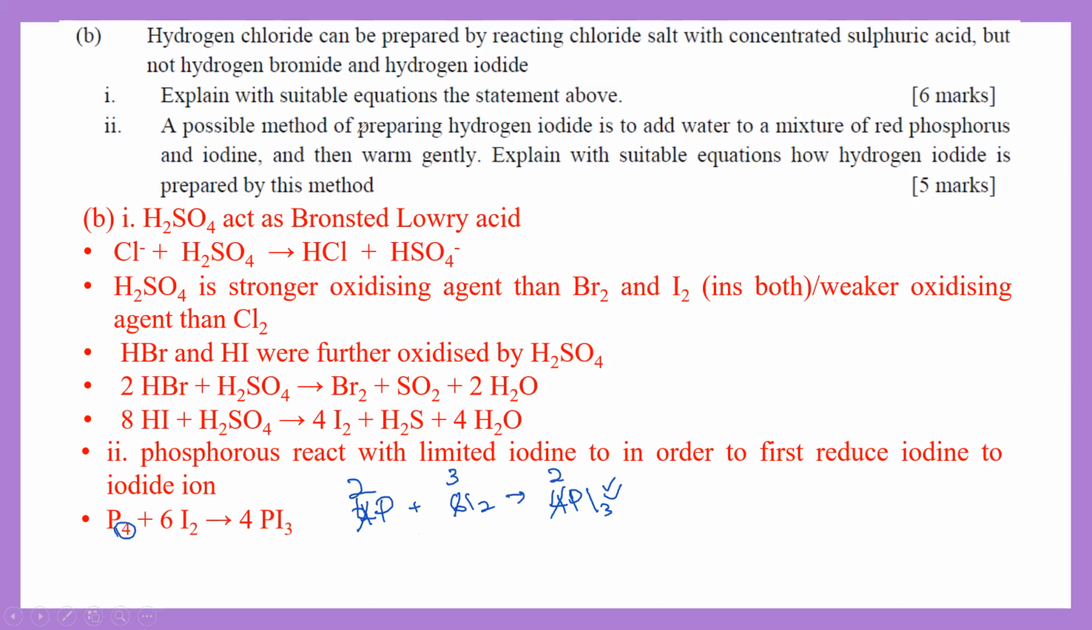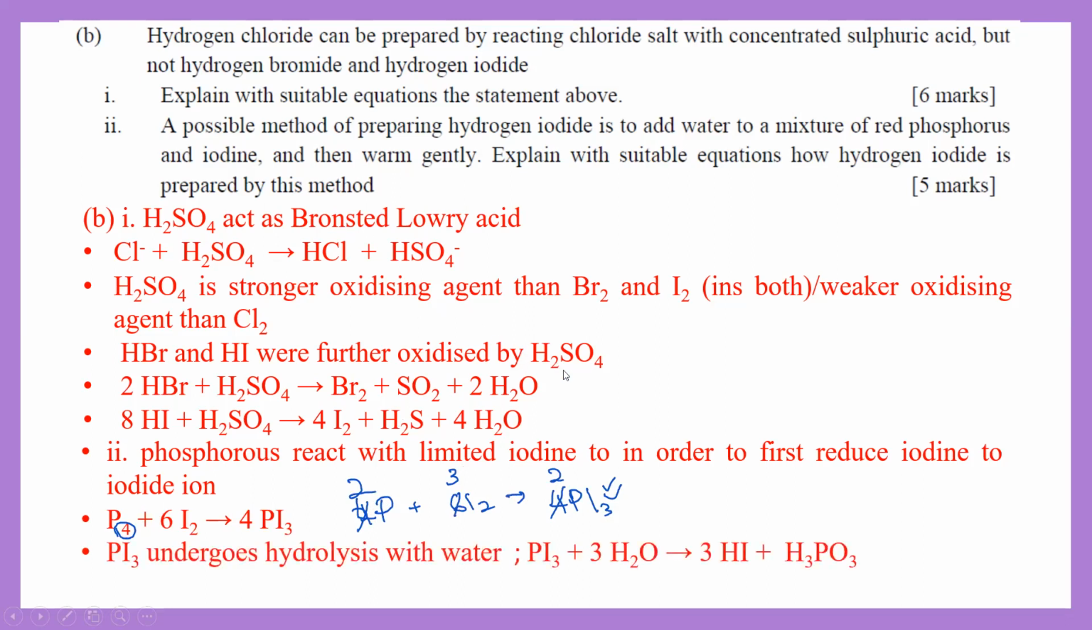Then what happened next is it undergoes hydrolysis in water according to the equation: PI3 plus 3H2O give 3HI plus H3PO3. And why using this method can you prepare hydrogen iodide? Because H3PO3 is not a strong oxidizing agent, therefore it will not further oxidize the hydrogen iodide.